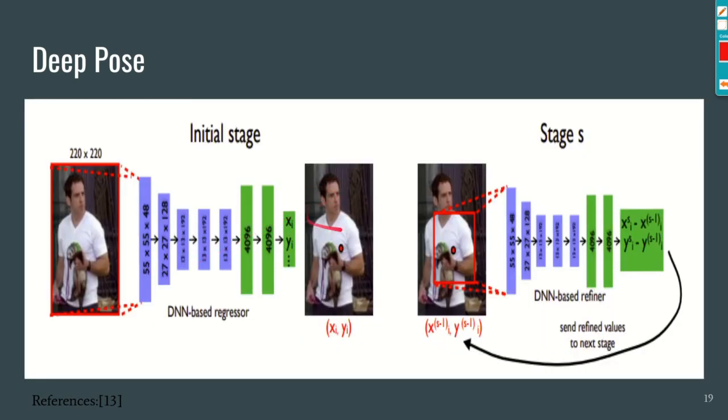Let's have an example. If you have an image, you apply a deep neural network based regressor, which is the CNN, and then we detect that there is a joint here, but this is too far, so we refine it using the second stage, called stage S. We crop the image in this part and then feed it again to a regressor, a deep neural network, to refine it. Here we have another output, and then crop it and so on.